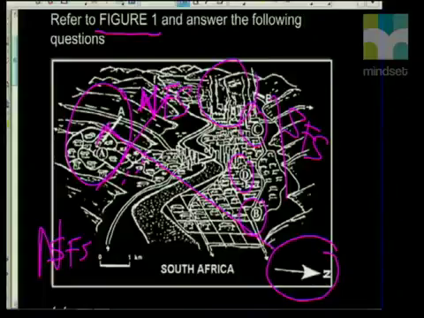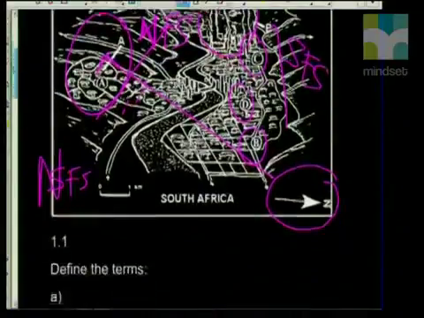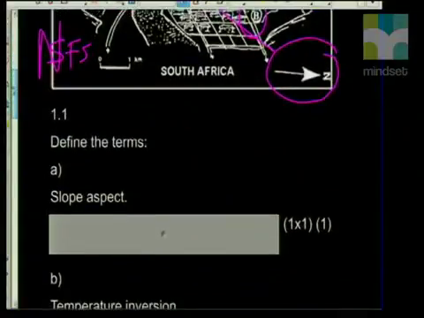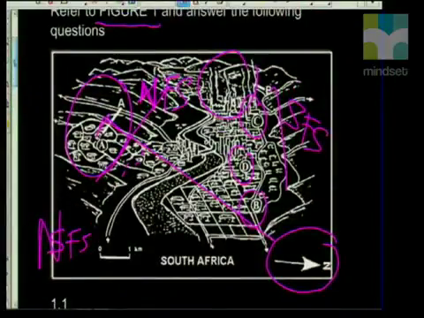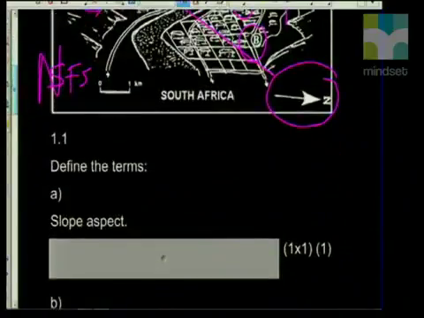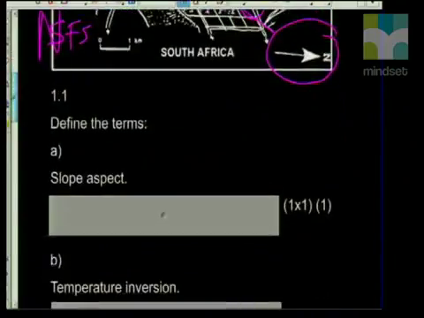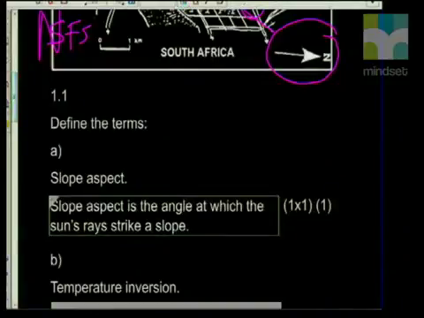But let's start looking at the questions. Define the terms. Can you see it already? We looked at our diagram and we see we worked up aspect of slope. So define the term aspect of slope. Learners, I know you're jumping already. It's the angle at which the sun's rays strike the slope.